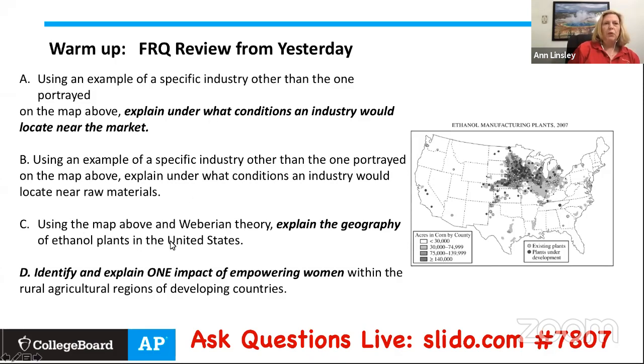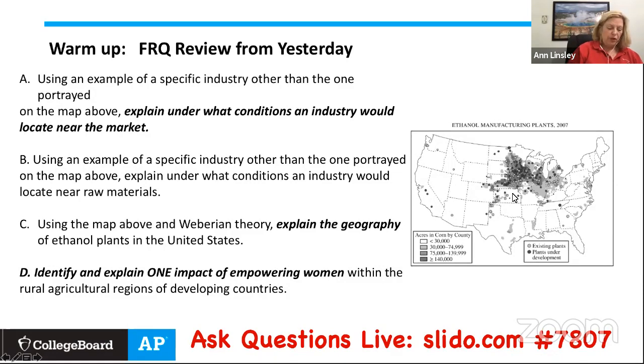All right, so now using the map and Weberian theory, we're going to explain the geography of ethanol plants in the United States. So why are these ethanol plants located where they are? Because what is the main component of ethanol? It is corn. So corn is what is bulky, and we're only using part of the plants that will go into actually manufacturing the ethanol. So the ethanol is located where the corn is, because we are breaking down the corn and using that to produce ethanol. And so that is why it's going to be located here in the upper Midwest.